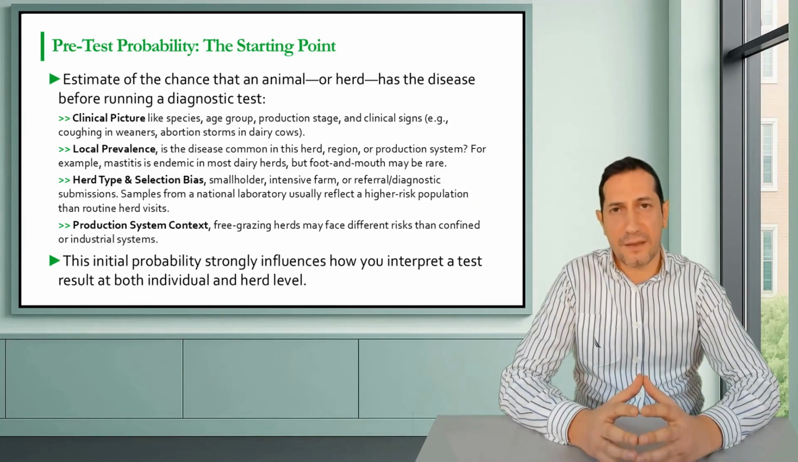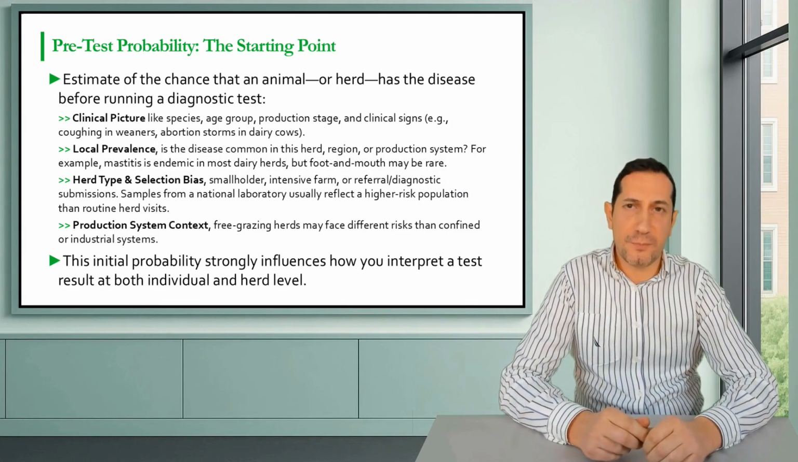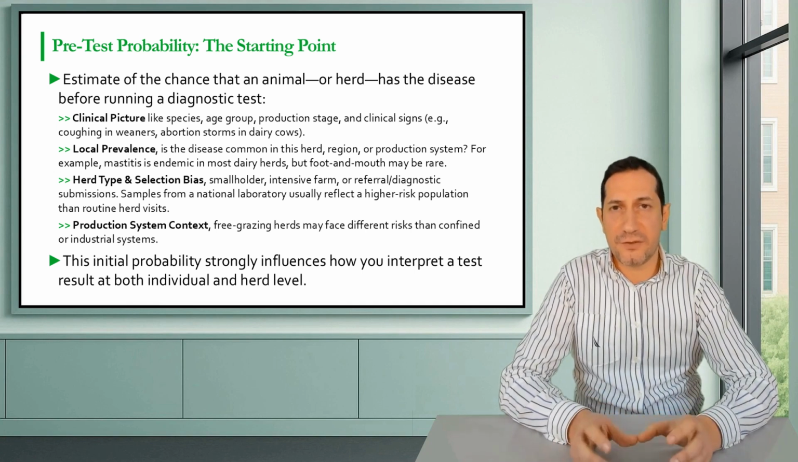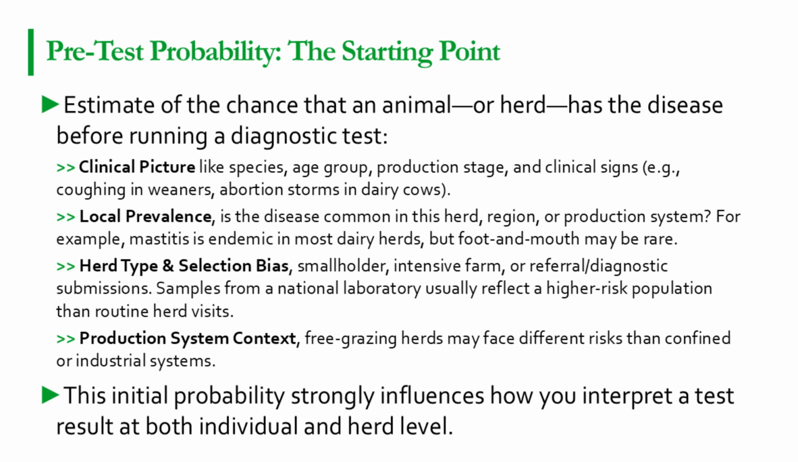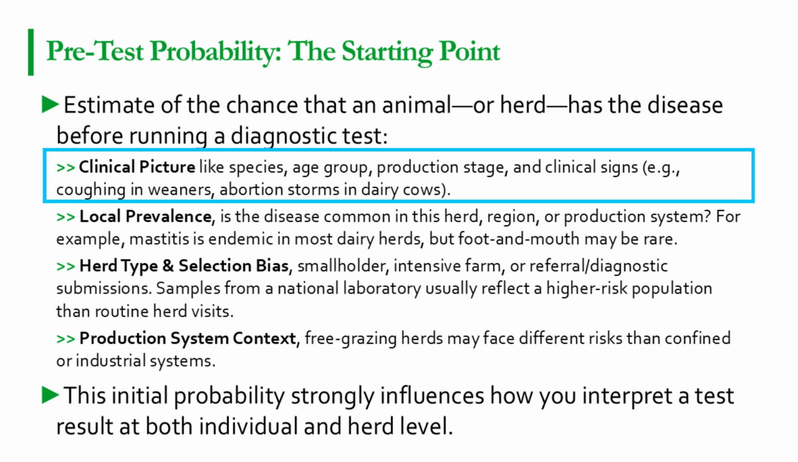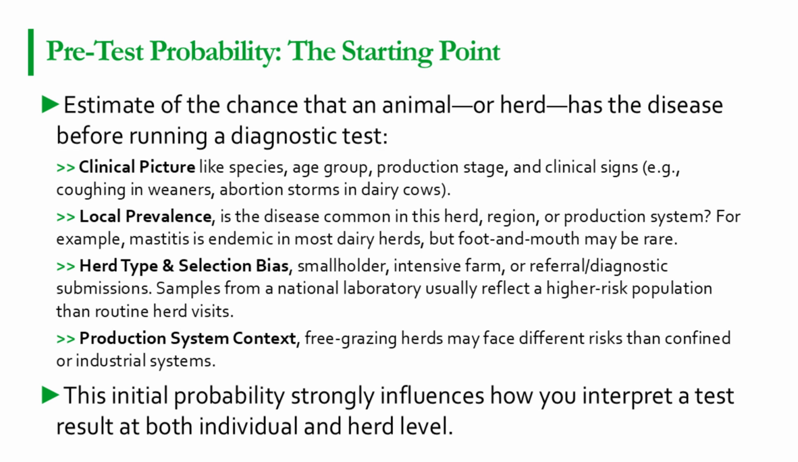In herd health, every diagnostic decision begins with pre-test probability. This is your index of suspicion that disease is present before you even collect the sample. It's not guesswork, it's built on evidence. First, the clinical picture. Are we seeing calves with diarrhea in the high-risk neonatal period? Production stage, species, and age are strong predictors.